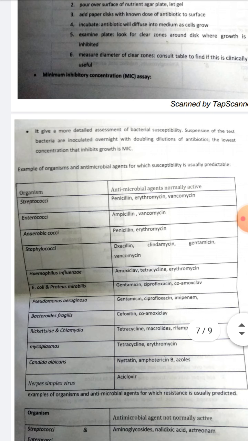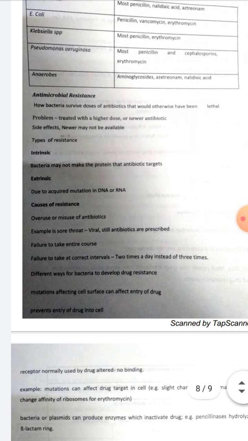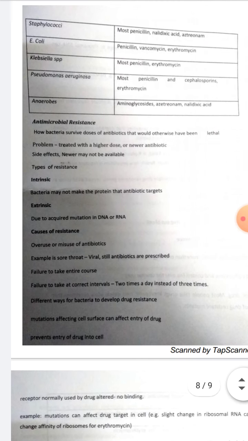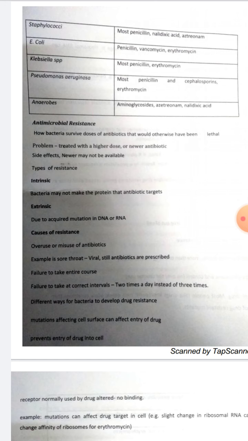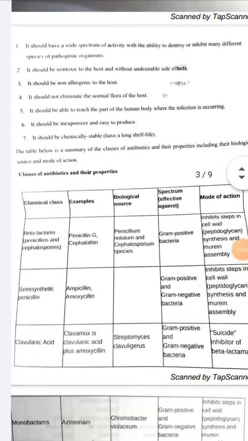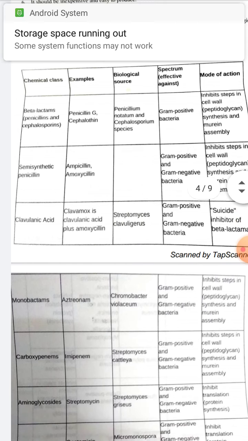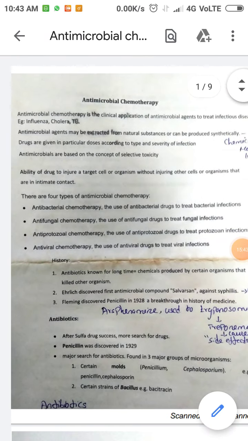then write the antimicrobial sensitivity test, then any five examples of susceptible organisms and resistant organisms, and antimicrobial resistance, how resistance happens. So you can write that. Then at the last you can write this tabular column, any 5 or 10 of the classes of antibiotics and their properties. So this is antimicrobial chemotherapy unit 4.